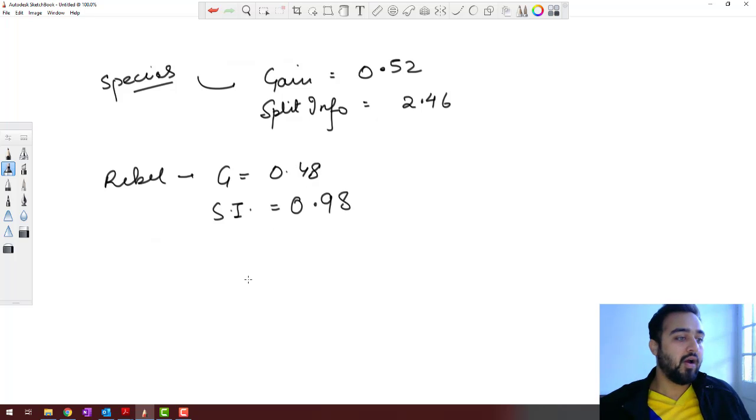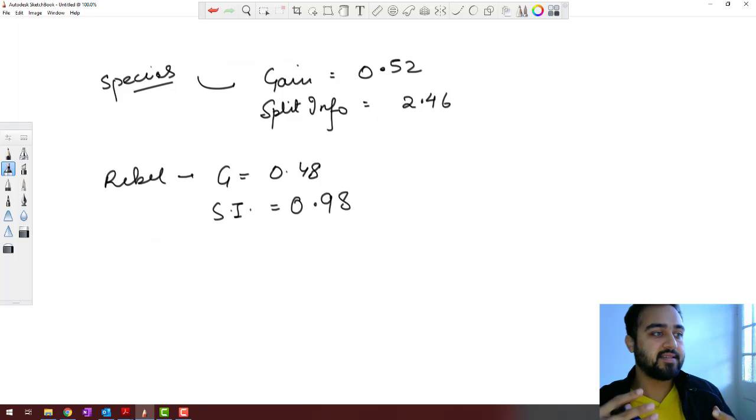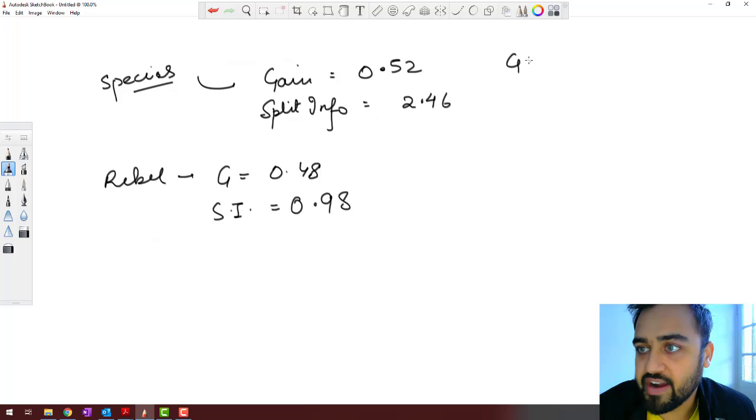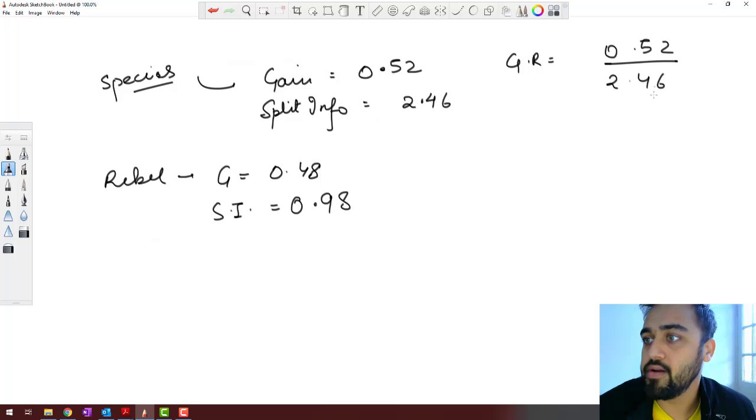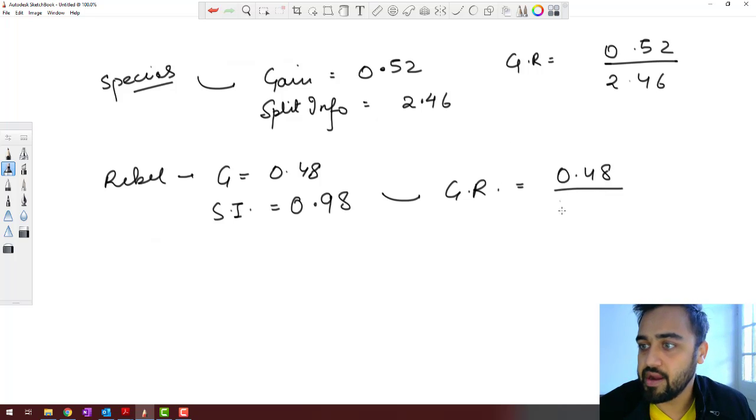Now we want to find out which attribute the decision tree learning would select as the split when using gain ratio. So what does gain ratio do? Gain ratio corrects for a bias in information gain that favors attributes with many values, by dividing it by the split information. So the gain ratio for species would be 0.52 upon 2.46. Similarly, gain ratio for rebel would be 0.48 upon 0.98.